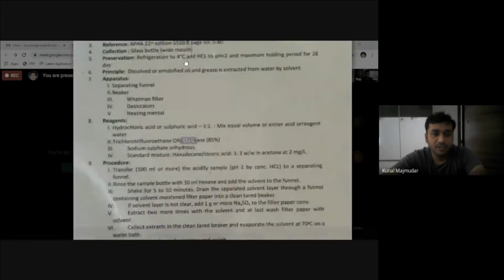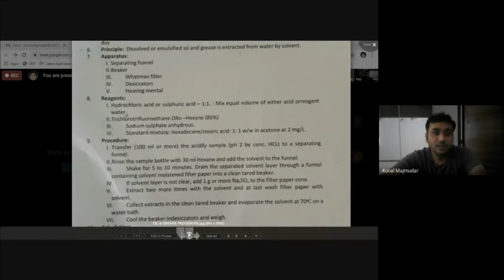Reagents. What are the reagents? Reagents are hydrochloric acid or sulfuric acid. Next is trichlorotrifluoroethane, or we will use n-hexane. Next is sodium sulfate anhydrous, and the last one is hexadecane or stearic acid.